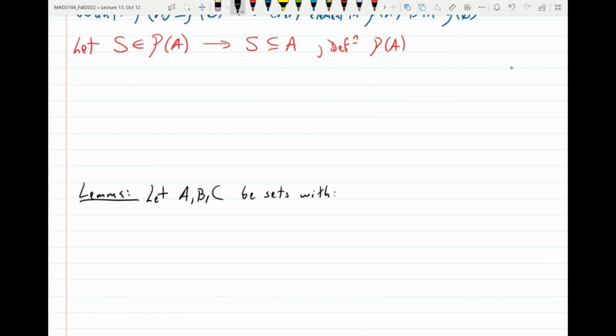So the statement is, let's say A is a subset of B and B is a subset of C, then what can we deduce from here? Then A is a subset of C. You understand this? All right, let's prove this.